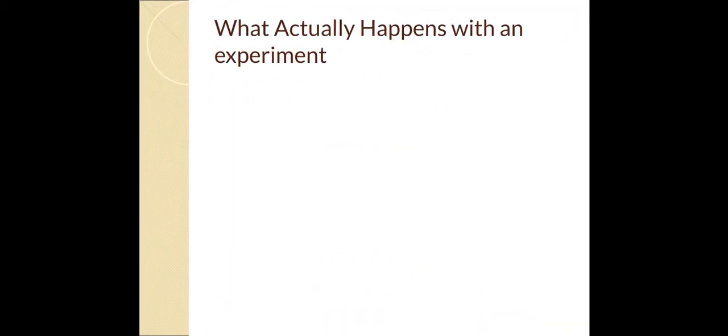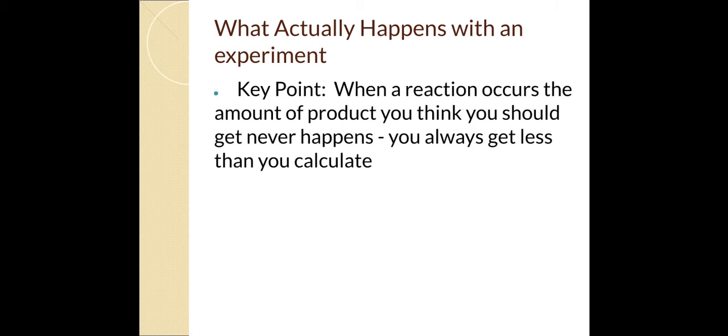So the concept is, and this is one of the key things in chemistry, when a reaction occurs, the amount of stuff that you think you should get never, ever happens. You're always going to get less than you calculate. Like right now, we've been calculating how much product we should get the last few days, and we've just been circling that number and saying, there it is, that's our answer, let's move on. Well, here's the deal. That is a lie. And we're going to look at why that is today.